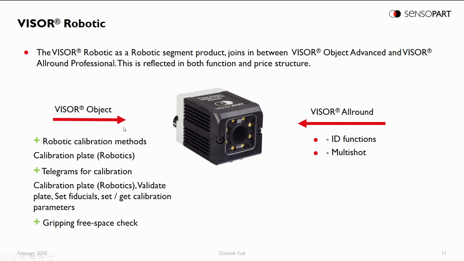When you look on the left side at the VISOR Object, the VISOR Robotic is extended compared to the VISOR Object with the robotic calibration method, calibration plate robotic. We introduced the telegrams for the calibration of your VISOR device without the VISOR PC software. You are able to validate the VISOR Robotic by doing the process automatically. You can set the fiducials and you can read and set the calibration parameters. Also, the gripping space recheck is available in the VISOR Robotic.